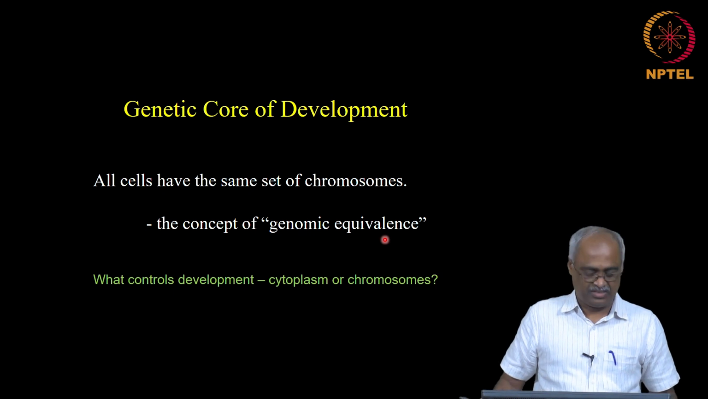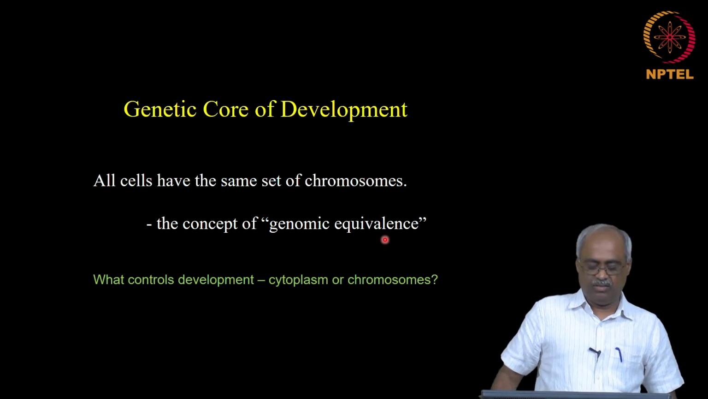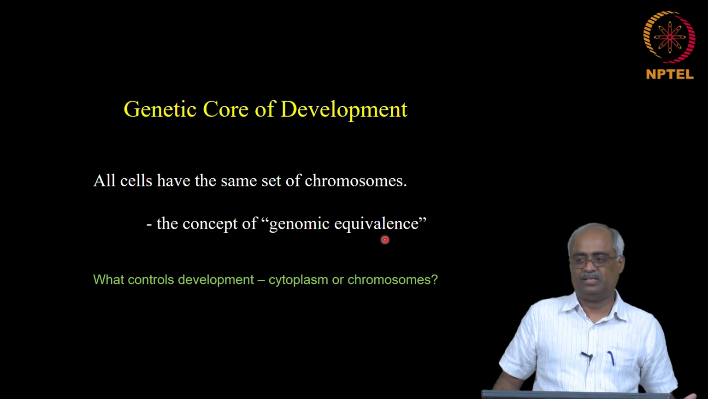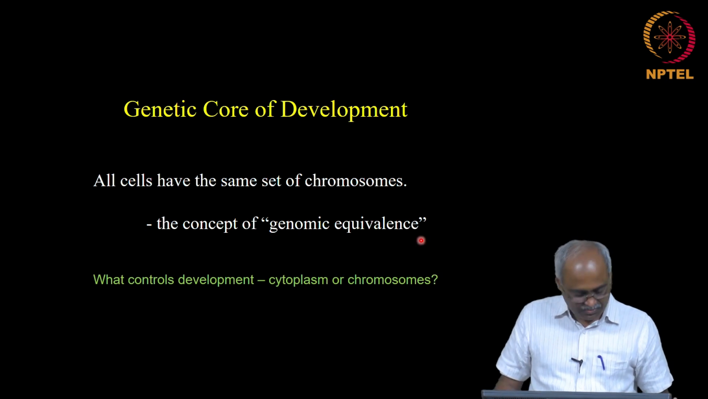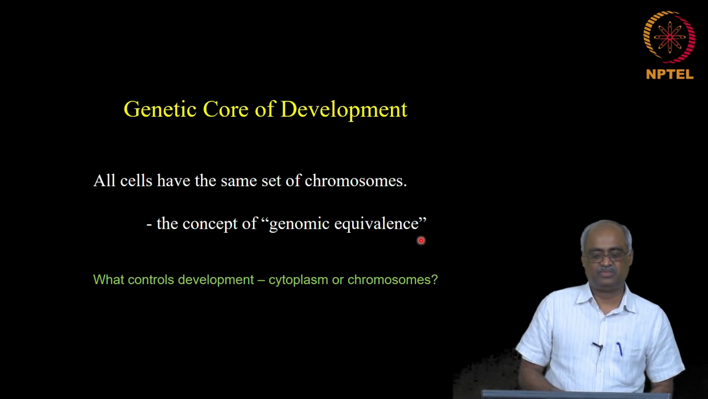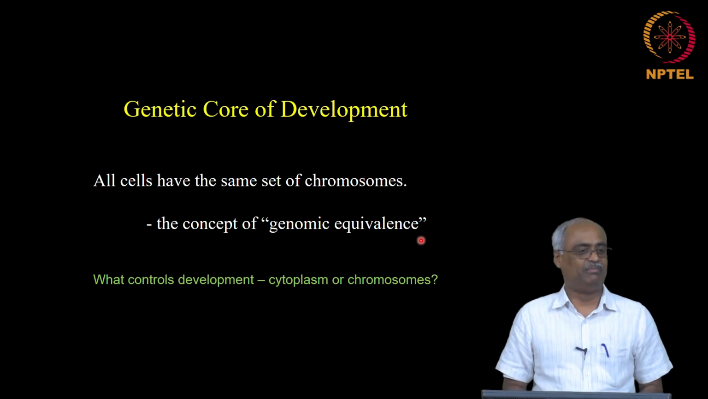So there are variations, but by and large most of the somatic cells in any organism have the same set of chromosomes, and that is what we call genomic equivalence. So now the question is what controls development?